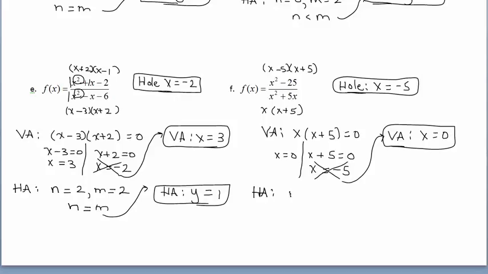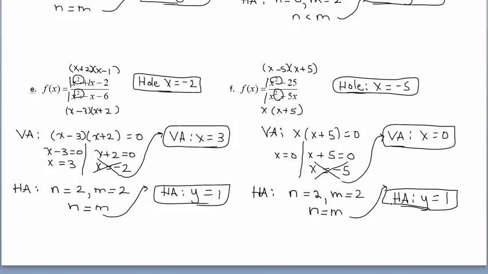And for the horizontal asymptote, we've seen this before. n is 2, and m is also 2. So we're stating that m is equal to n, and in that case, we know we have a horizontal asymptote at the ratio of the coefficients. Well, these just happen to be 1 and 1, so again, the horizontal asymptote occurs at y equals 1.